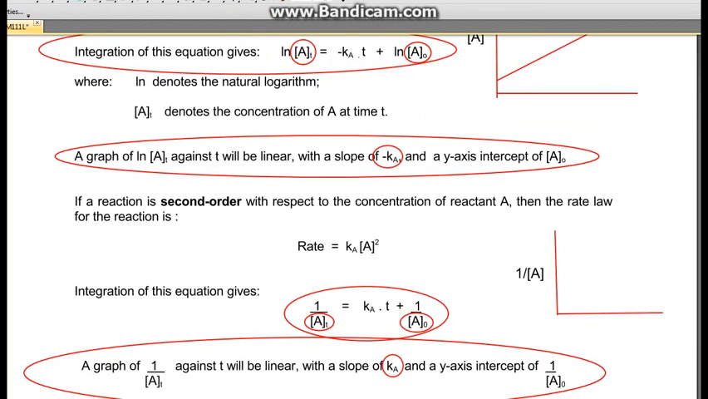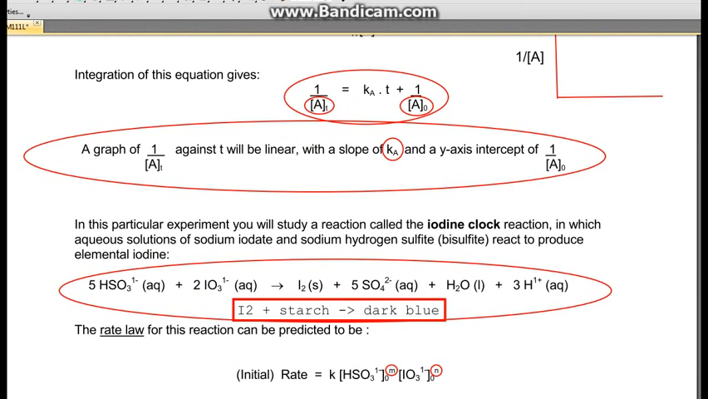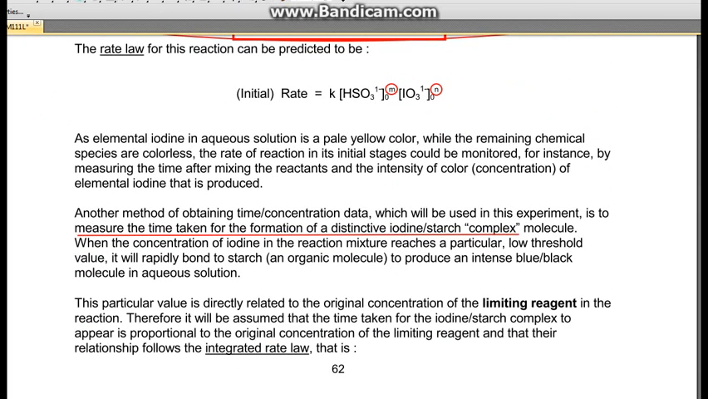You also need to be familiar with your second order reaction, which is essentially very similar, but now we have 1 over A and we have a positive k value. Okay, so let's go through an example problem.